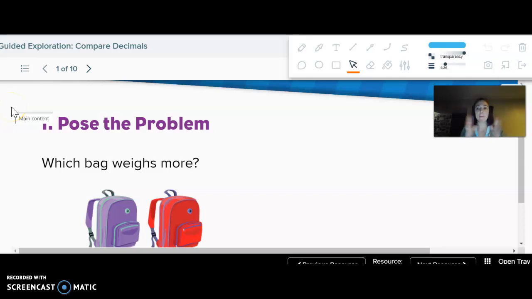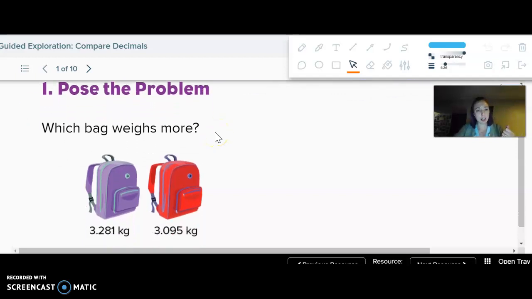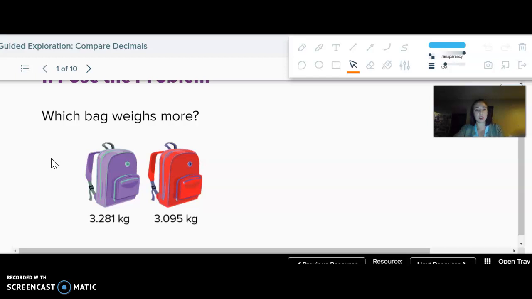Okie dokie, talking about comparing decimals, figuring out which one is bigger, which one is smaller. Now, it might seem like it's straightforward, but there's a few things that kind of mess with your brain when you're first learning about decimals. So, the problem we'll talk about first is just which of these bags weighs more. Okay, 3 and 281 thousandths versus 3 and 95 thousandths.